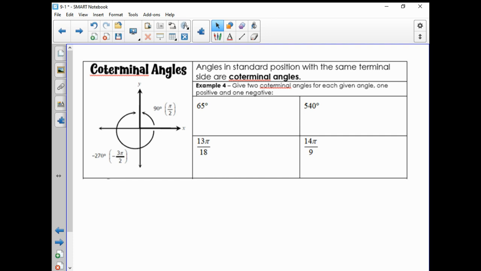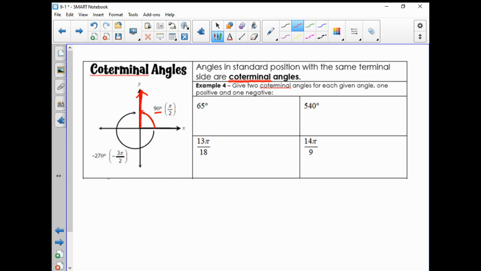All right, our next topic here is coterminal angles. Coterminal just really means angles that end at the same place. So they're just angles that have the same terminal side or end point. Now notice right here, they give you an example. If you go 90 degrees, so if I start right here and go to this one, there's my terminal side of the angle right here.